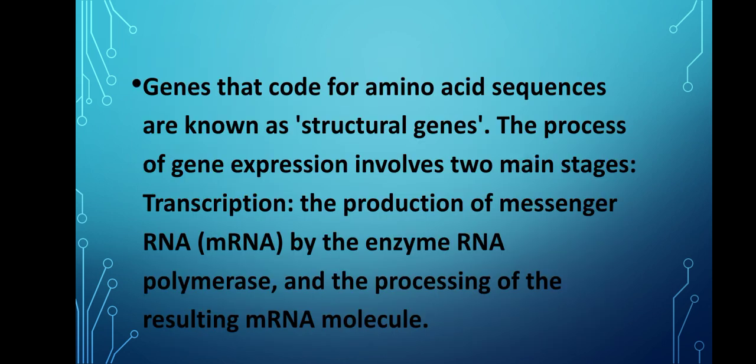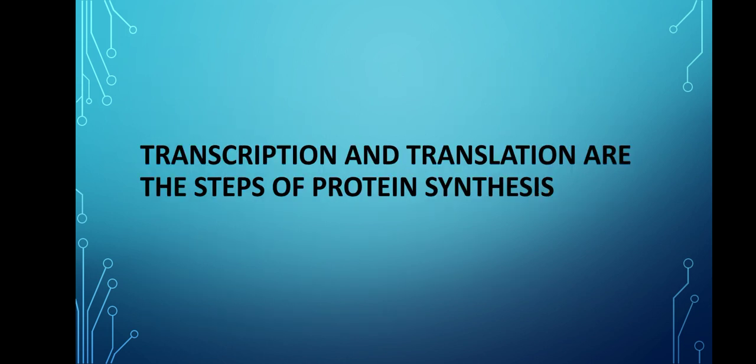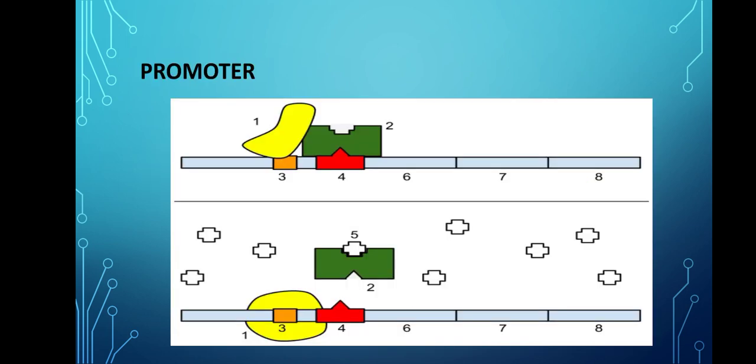Enzymes. The genes that code for amino acid sequences are known as structural genes. The process of gene expression involves two main stages. Transcription, the production of messenger RNA, mRNA, by the enzyme RNA polymerase, and the processing of the resulting mRNA molecule. Transcription and translation are the steps of protein synthesis.